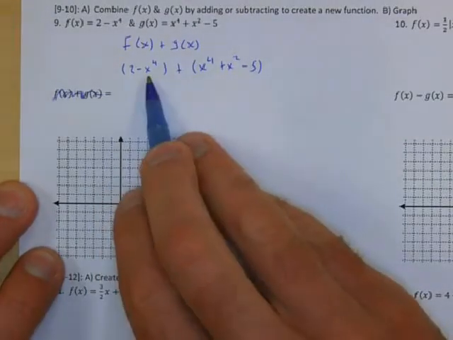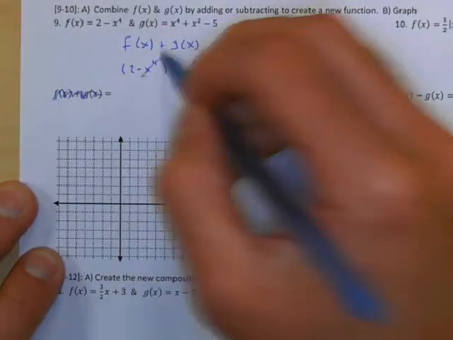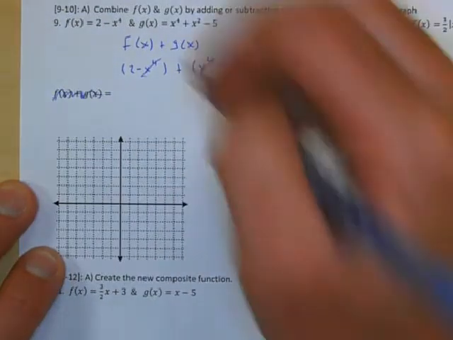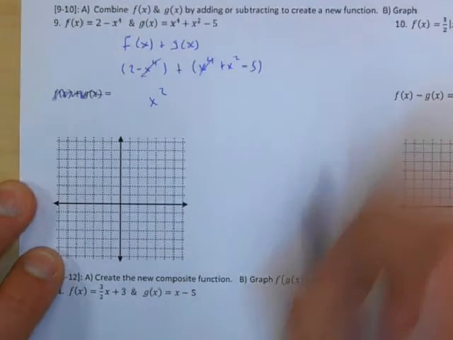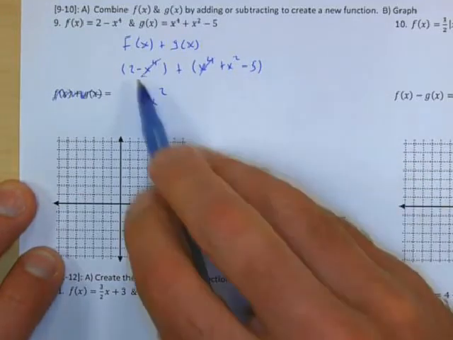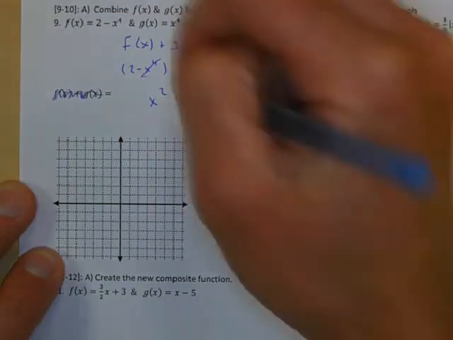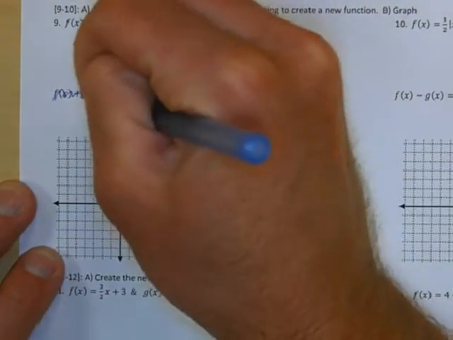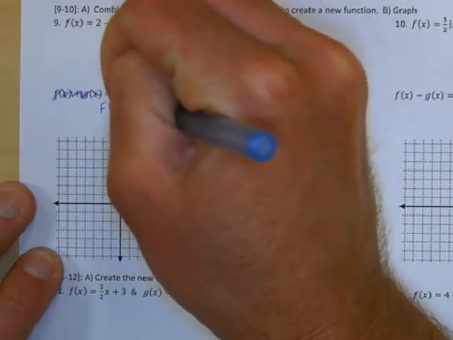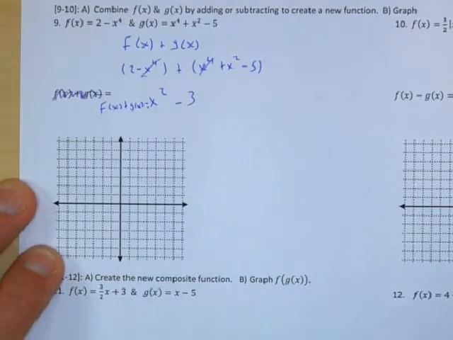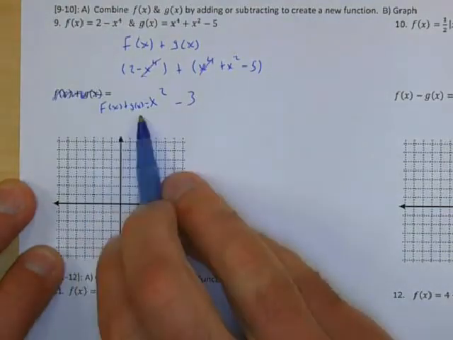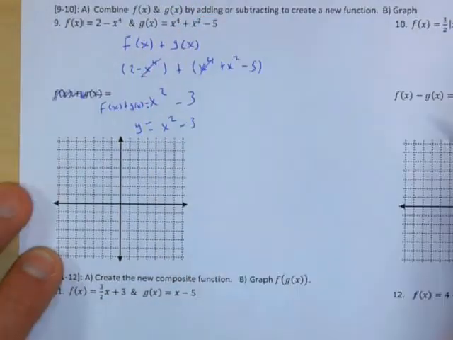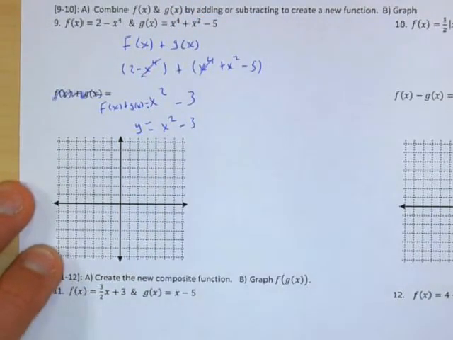So I've got negative x to the fourth plus x to the fourth. Well, those are going to cancel each other out, so that's good. Those add up to 0. Next, we've got x squared, and that's our only x squared term. So we get x squared. And then negative 5 plus 2, we get minus 3. So this is f of x plus g of x equals x squared minus 3. It doesn't matter if we call it this big long name, or we could just call it y equals x squared minus 3. Basically what we're graphing is x squared minus 3.